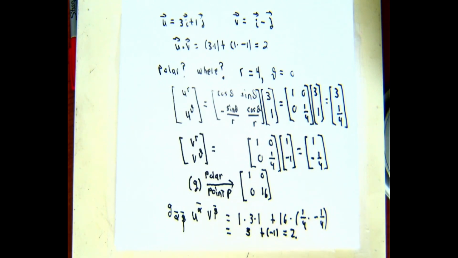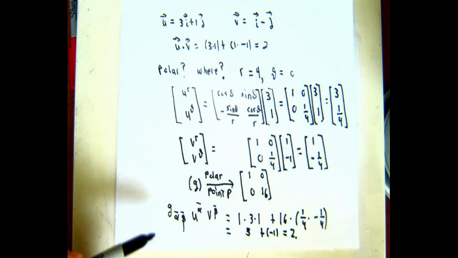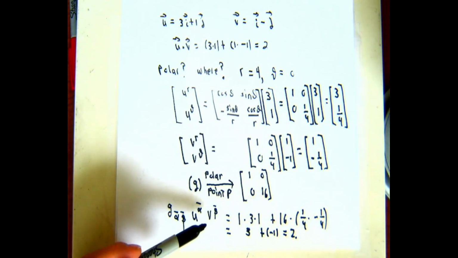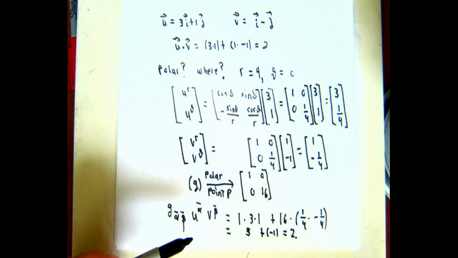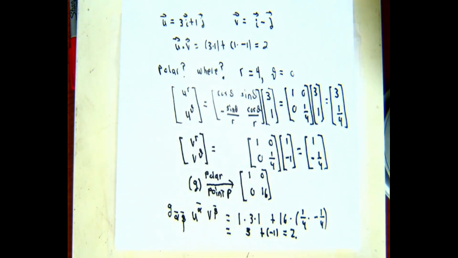In polar coordinates at the point of interest, the components of the metric are 1, 0, 0, and 16. Calculating g alpha bar beta bar, u alpha bar, v beta bar, I take the components of the metric, multiply by the corresponding components of u and v in polar. Because of these zeros, only two terms amount to anything, giving me 3 plus negative 1, which is 2, which is correct. Now, a suspicious person might very well think that I carefully picked this point to evaluate the components of U and V at, and the components of the metric at, to magically make this work out. That's not correct, as we'll see in the next example.